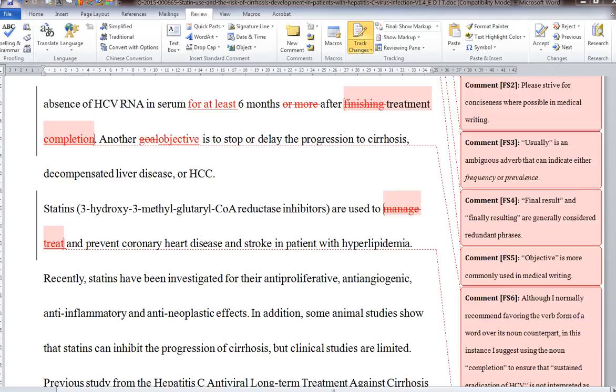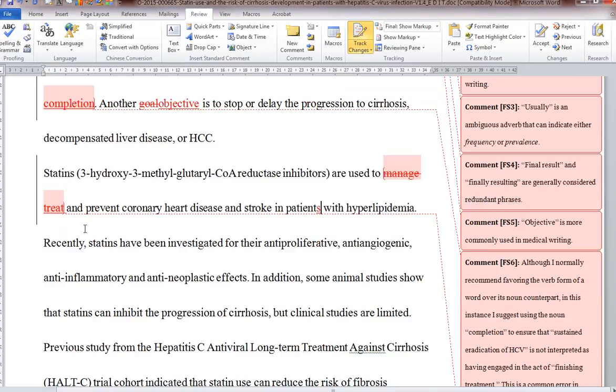All right. I have this: treat and prevent coronary heart disease and stroke in patient with hyperlipidemia. Okay, this is a problem. Patient is a countable noun. We need an article, either the patient or a patient, but in this instance, they're being general. We're going to refer to patients.